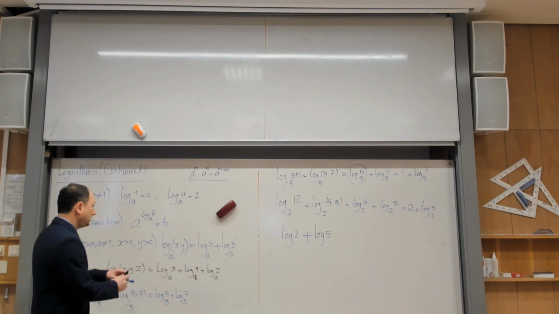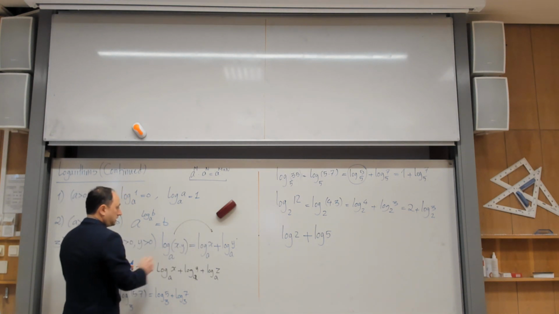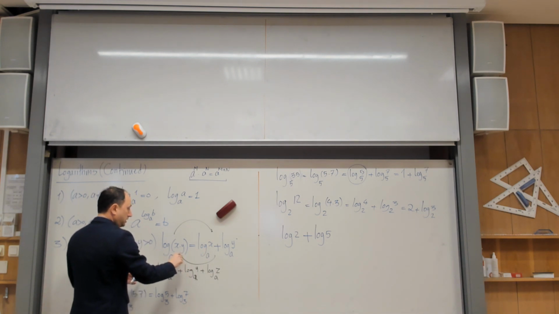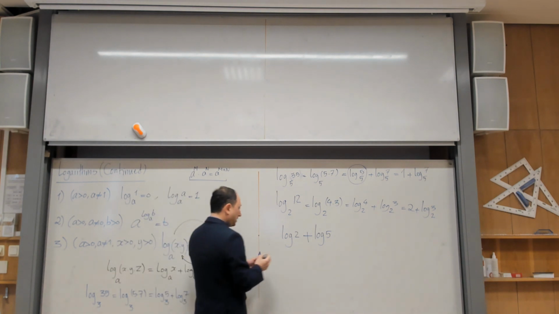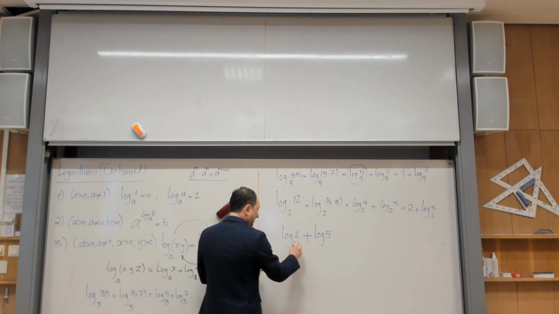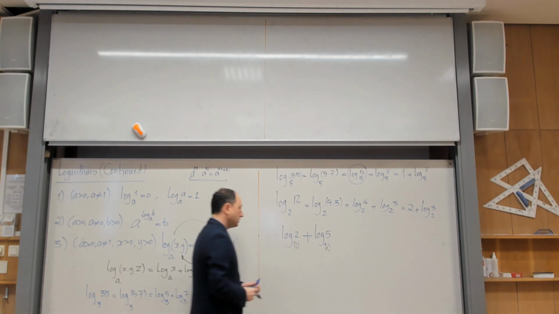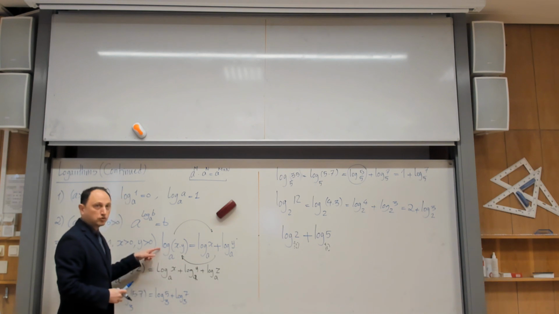Because I want you to learn in both directions. Sometimes this is given and you need this. Sometimes this is given and you need that. Yes? So here, what is not written is just this 10. So you have to imagine that 10 is there. And then I can use this direction to go back.